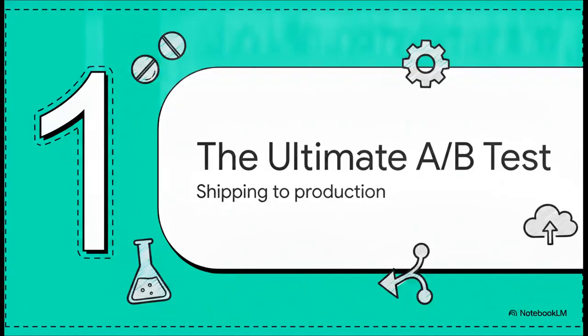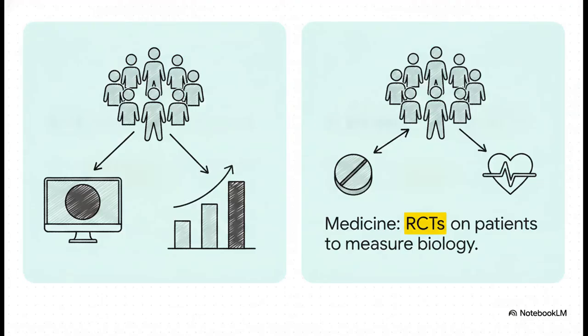All right, starting off with Section 1, the ultimate A/B test. This is basically medicine's version of shipping to production. So let's look at how these two worlds actually collide. In the tech world, if you want to know, say, if a blue button works better than a red button, you randomize your user base, right? Half get the blue, half get the red, and boom, you measure the conversion rate.